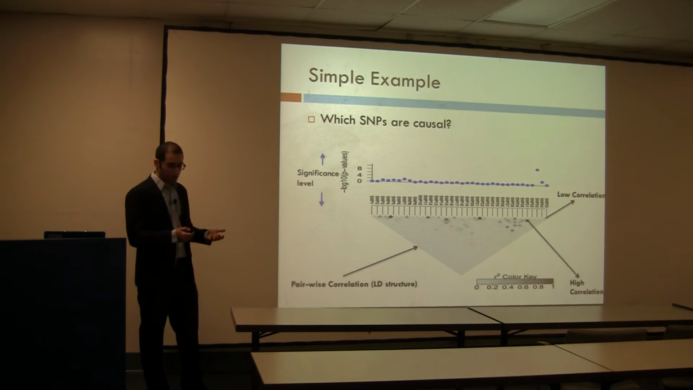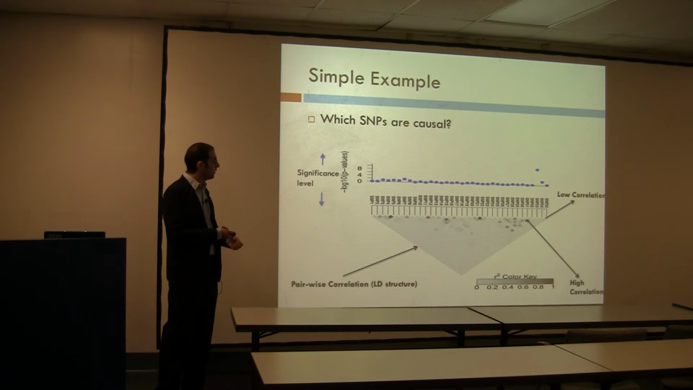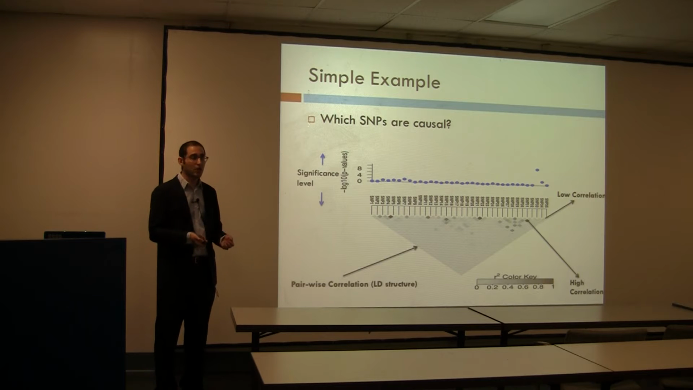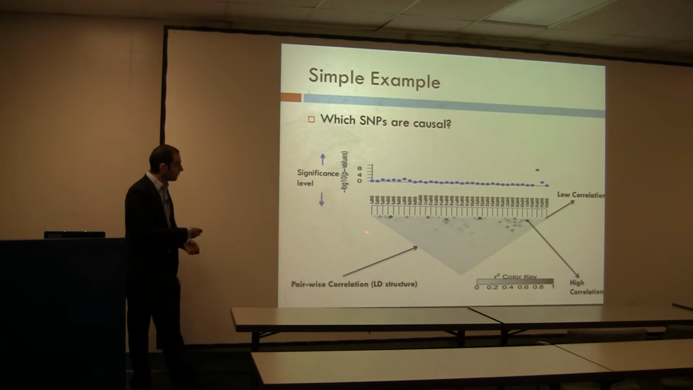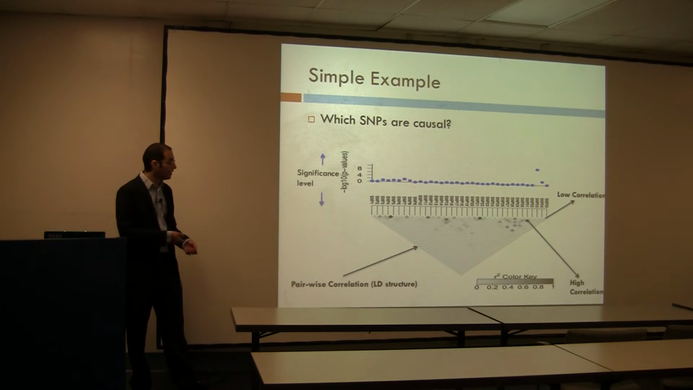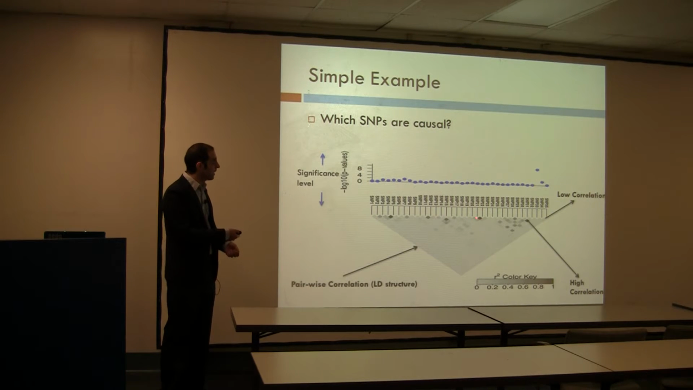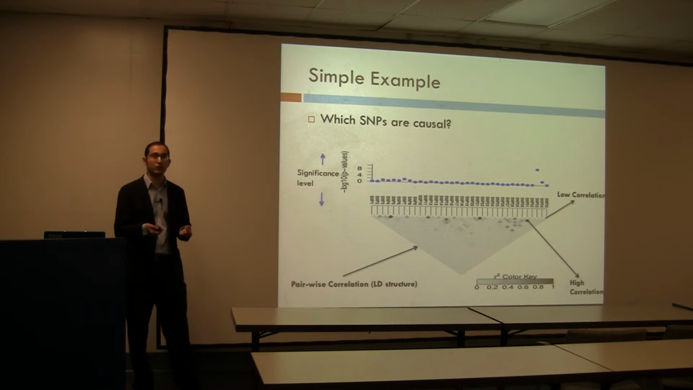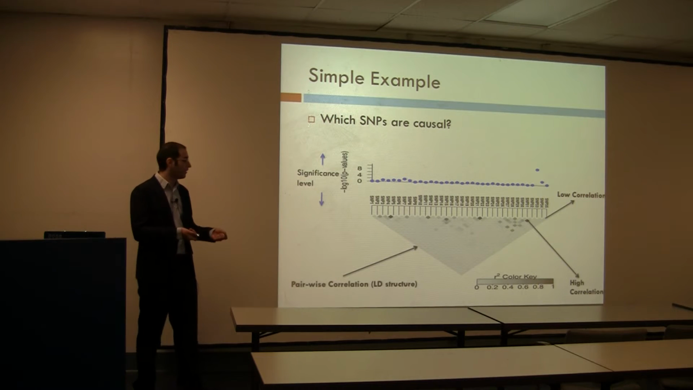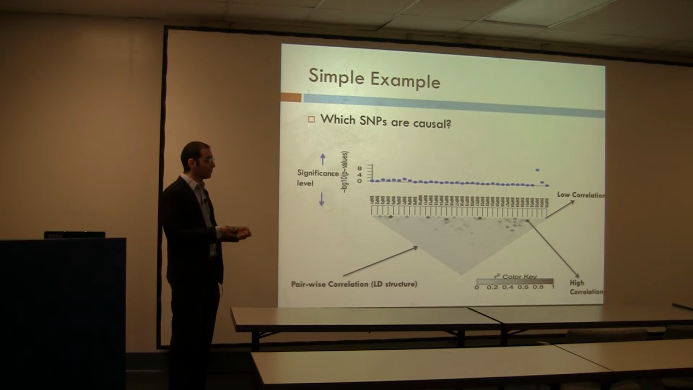So how can we solve this problem? Let's go over a very simple example. Here I'm showing a region which has 35 SNPs, and the x-axis is the position, and the y-axis is the significance score. And the gray triangle here is the LD. Each diamond in this triangle represents the pairwise correlation between the two SNPs. The darker the diamond, the higher the correlation, and the lighter the diamond, the lower the correlation.